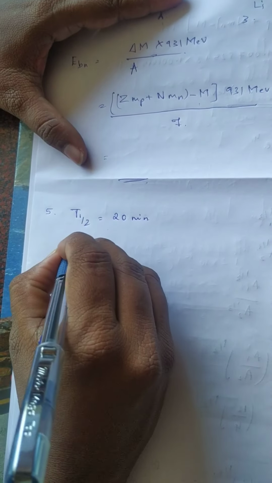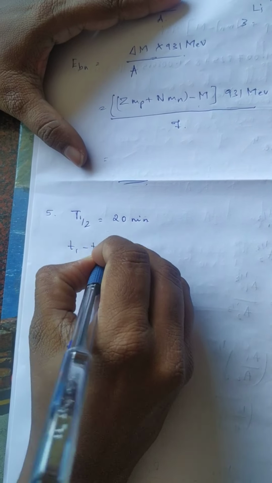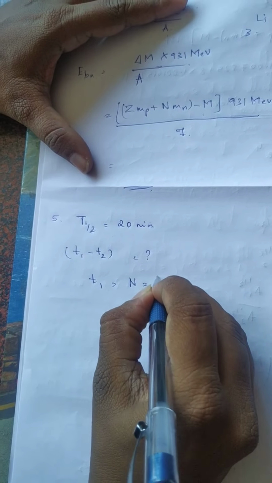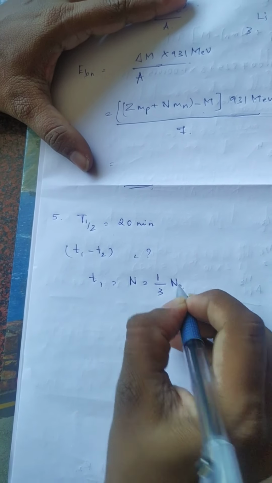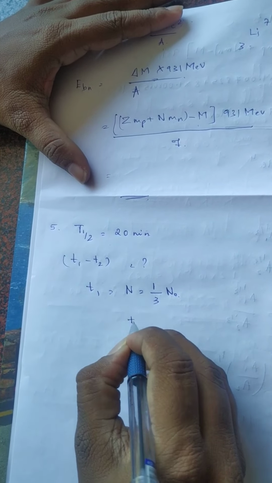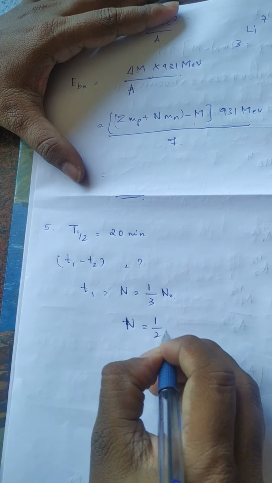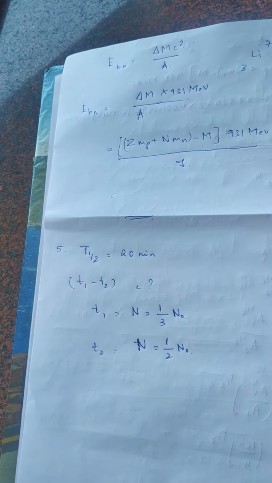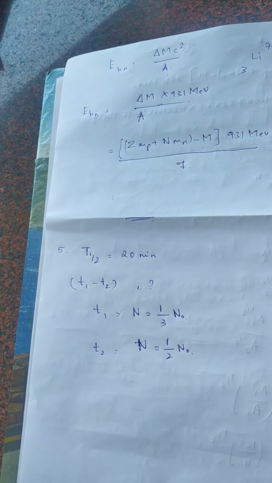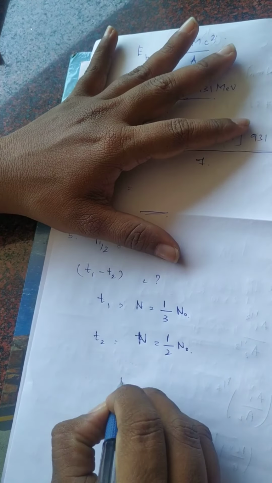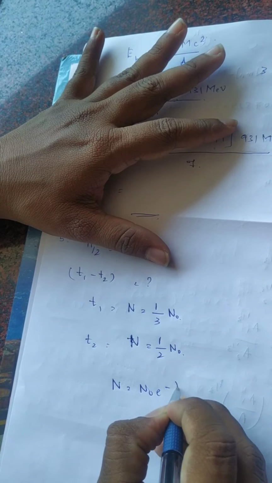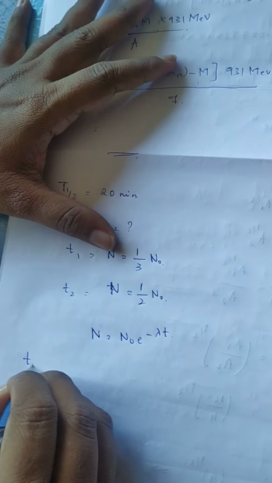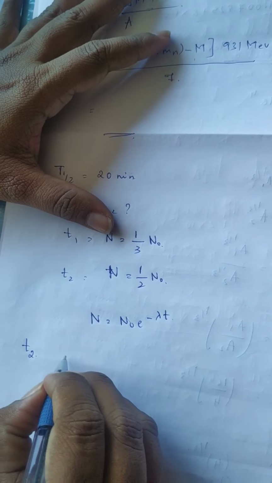That means we have to find what T1 minus T2 is, where at T1, N is equal to 1 by 3 N0, and at T2, N is equal to 1 by 2 N0, right? It has decayed so much. We have the formula N = N0 e^(−λt), right? When t is T2, what happens?